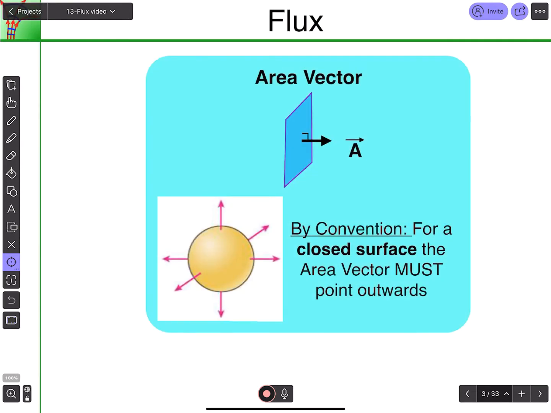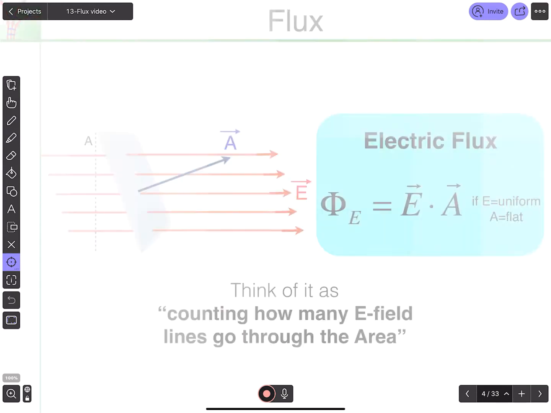By convention, if I have a closed surface, in other words a sphere or a cube or something, we'll pick the area vector to point outwards from the closed surface, because for any given area, like this one here, the area vector could point to the right, or you could choose it to point to the left. But for a closed surface, we're going to choose it to be always pointing outwards.